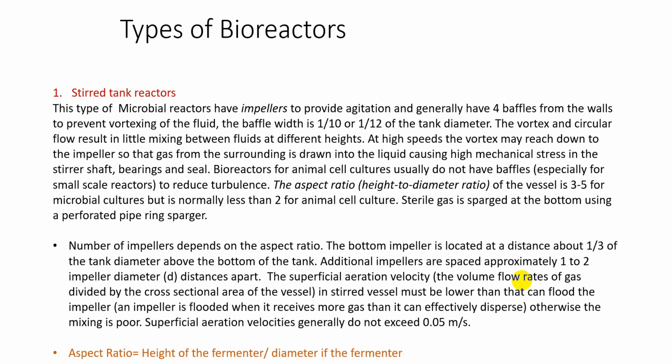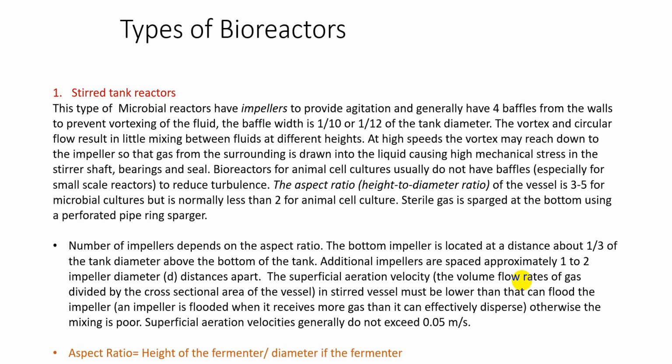The vortex and circular flow result in a little mixing between the fluids at different heights. Means the fluid which is present inside the fermenter is mixed with a different rate, with different velocity depending upon the distance from the bottom of the tank. At high speeds, the vortex may reach down to the impeller so that the gas from the surrounding is drawn into the liquid, causing high mechanical stress in the stirrer shaft, bearing and seal.